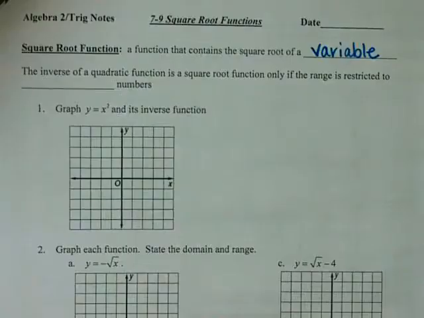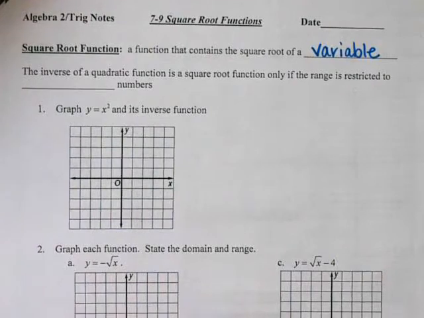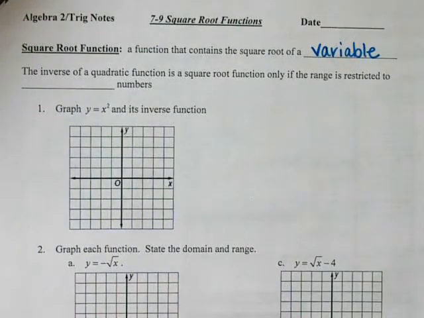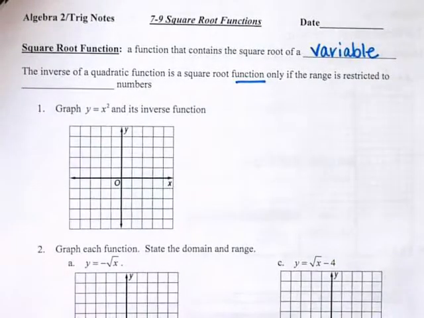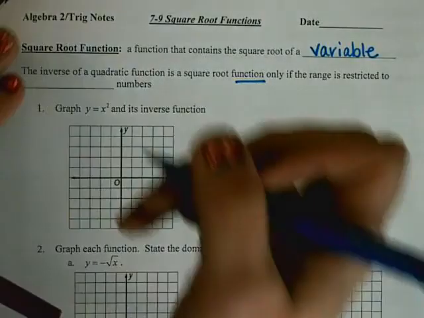The inverse of a quadratic function, so this is one we just talked about. The inverse of a parabola is a square root function only if the range is restricted to positive numbers.